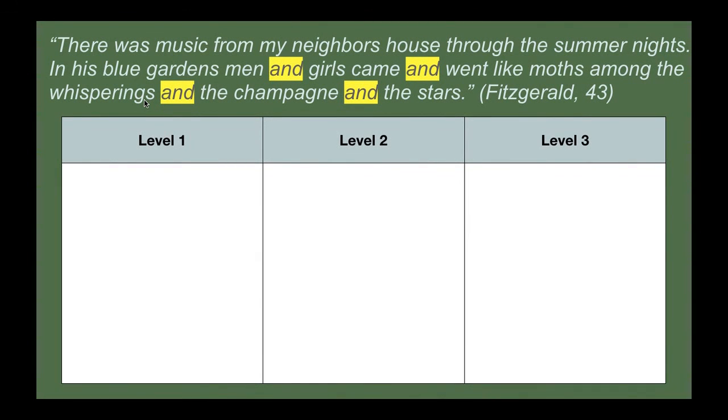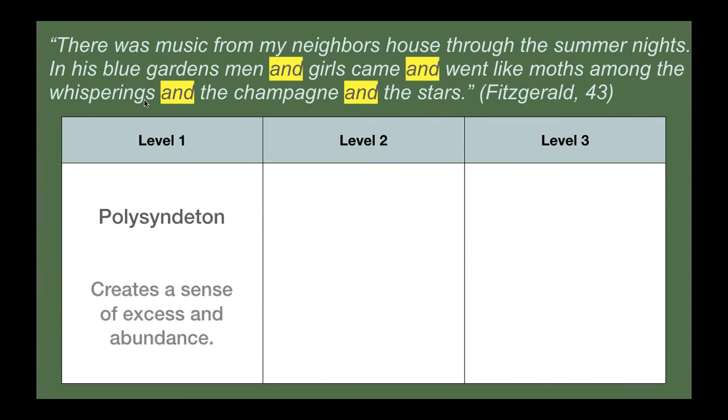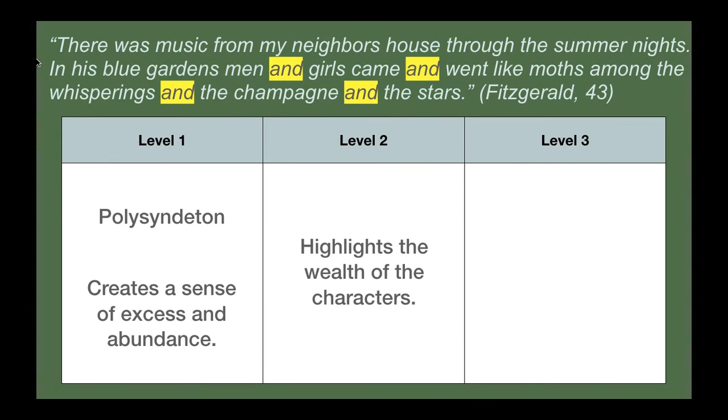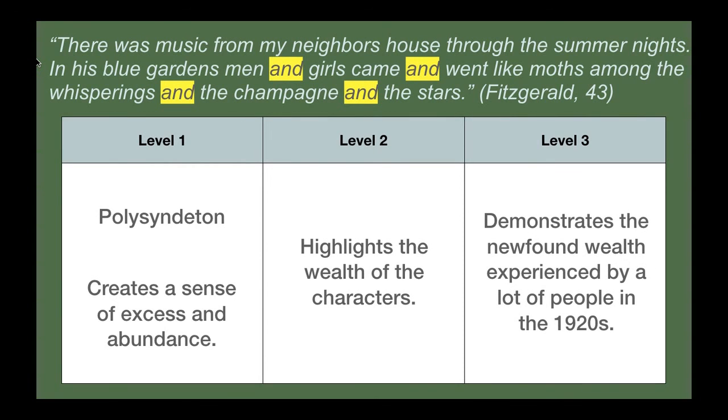Here's another thing we can look at. "And." This technique is called polysyndeton, when we use "and" instead of commas. What this does is it creates a sense of excess and abundance. This is what we've identified and its effect. Let's apply it to the text. It highlights the wealth of the characters. Let's apply it beyond the text. It demonstrates a newfound wealth experienced by a lot of people in the 1920s.